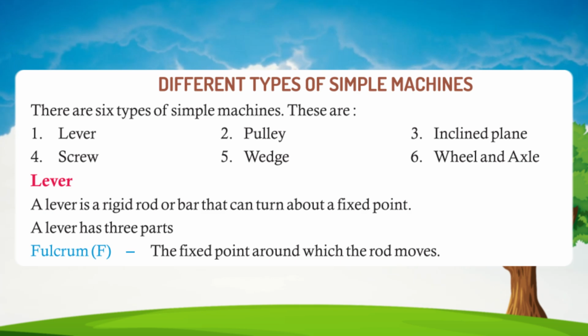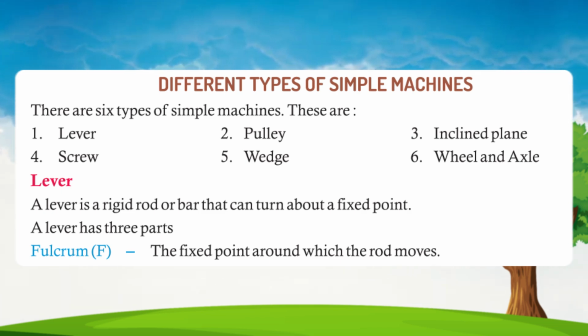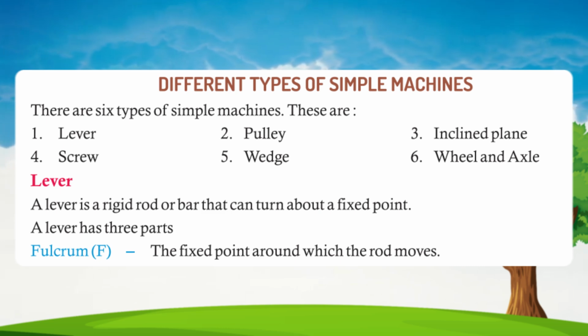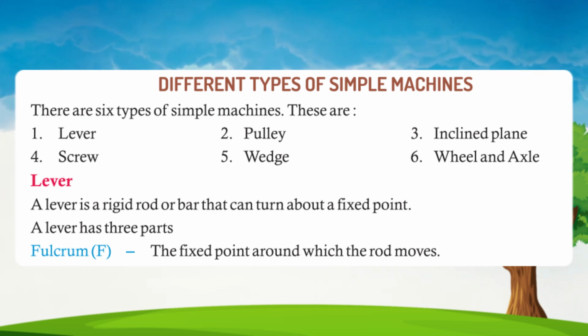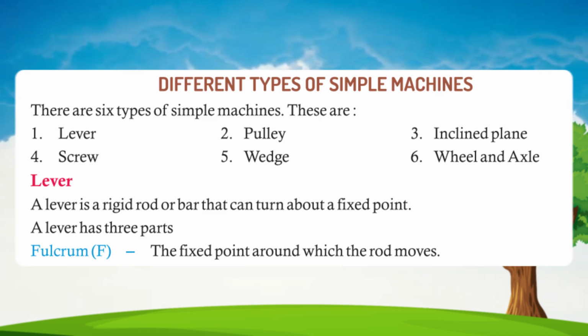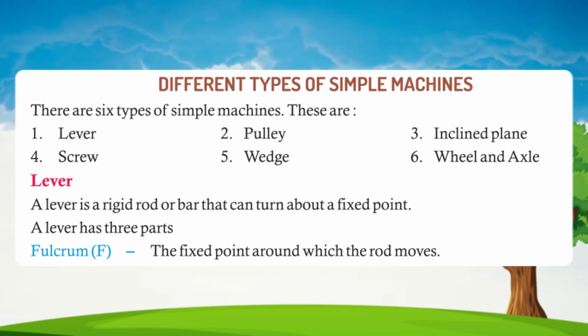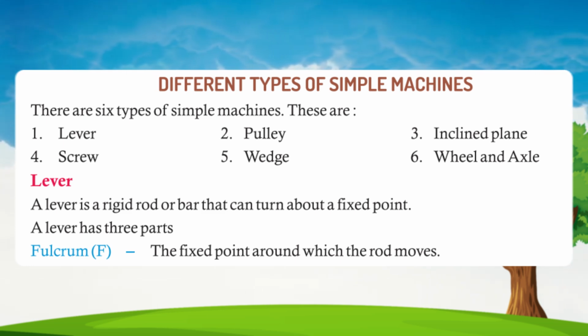Different types of simple machines. There are 6 types of simple machines. These are 1. Lever, 2. Pulley, 3. Inclined plane, 4. Screw, 5. Wedge, 6. Wheel and axle.